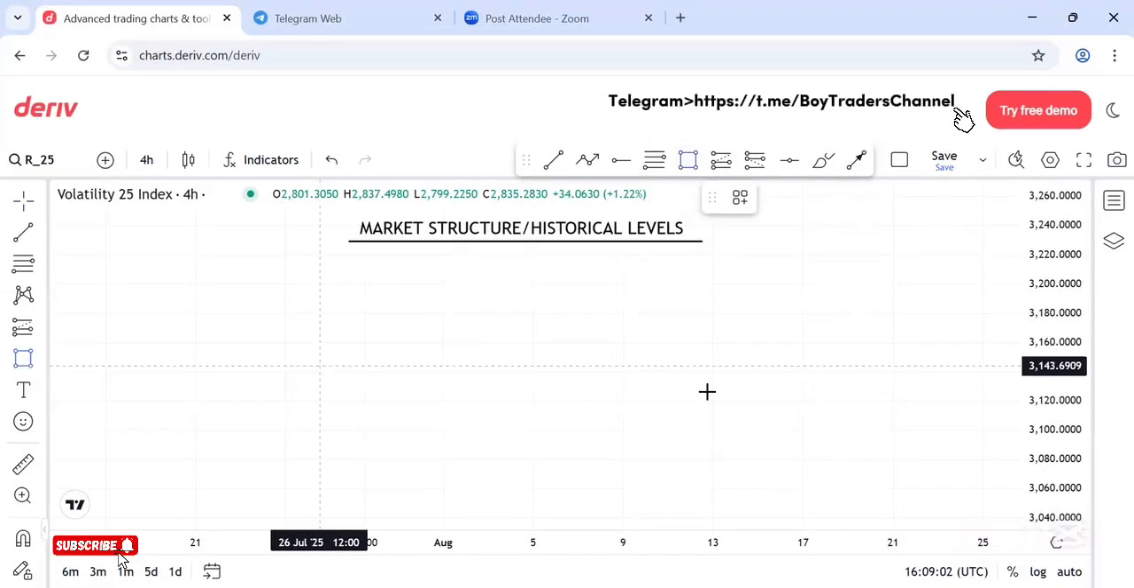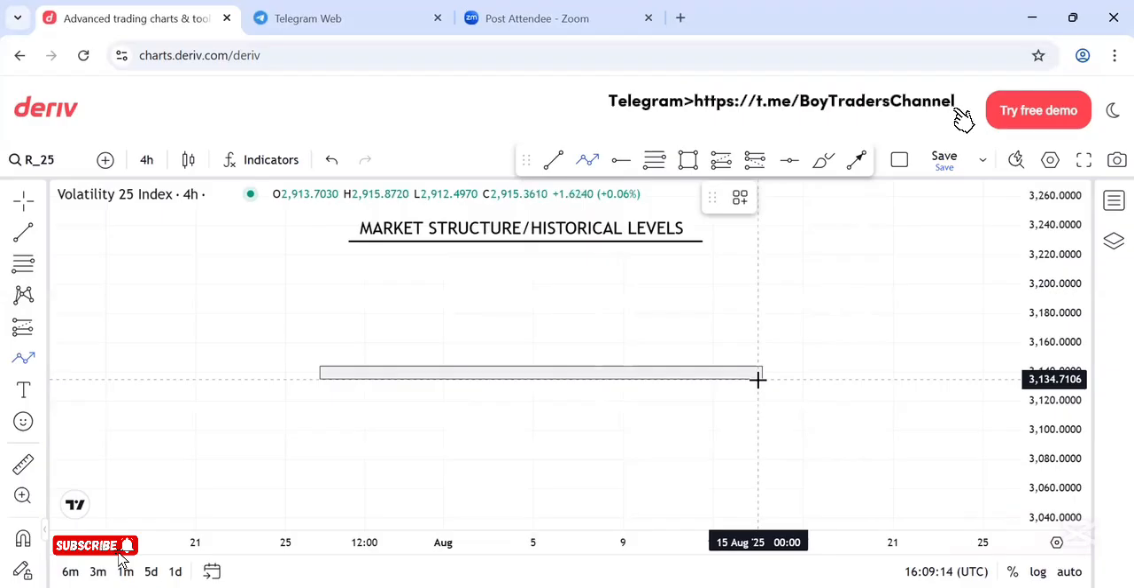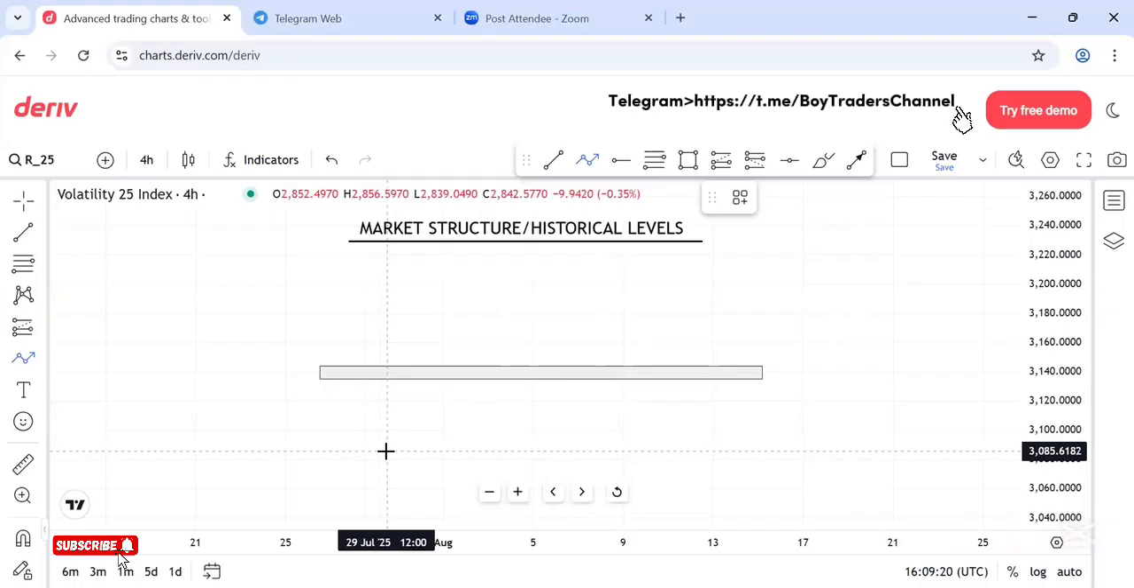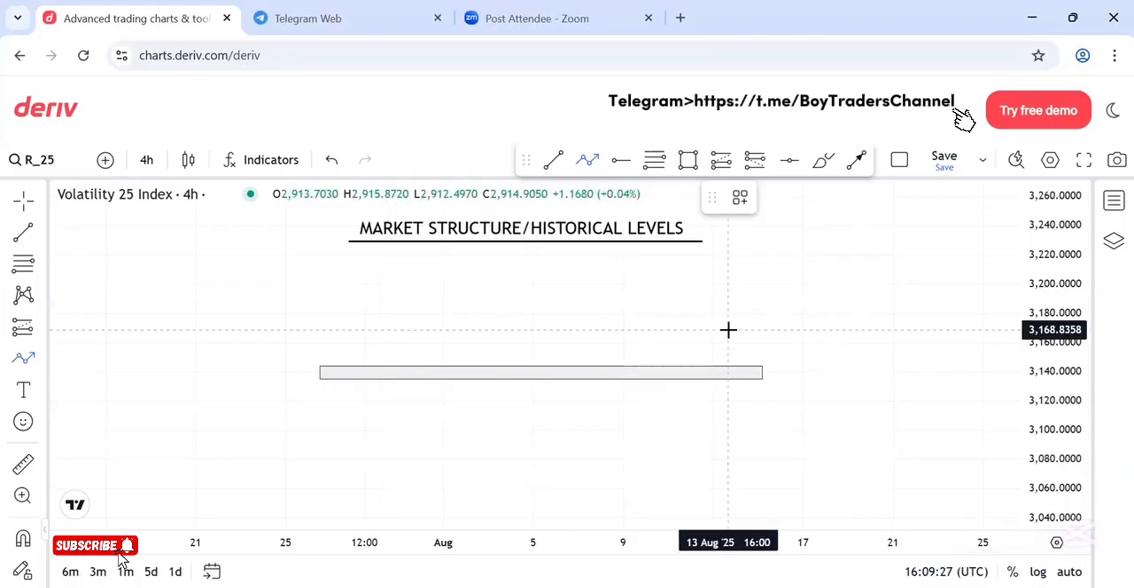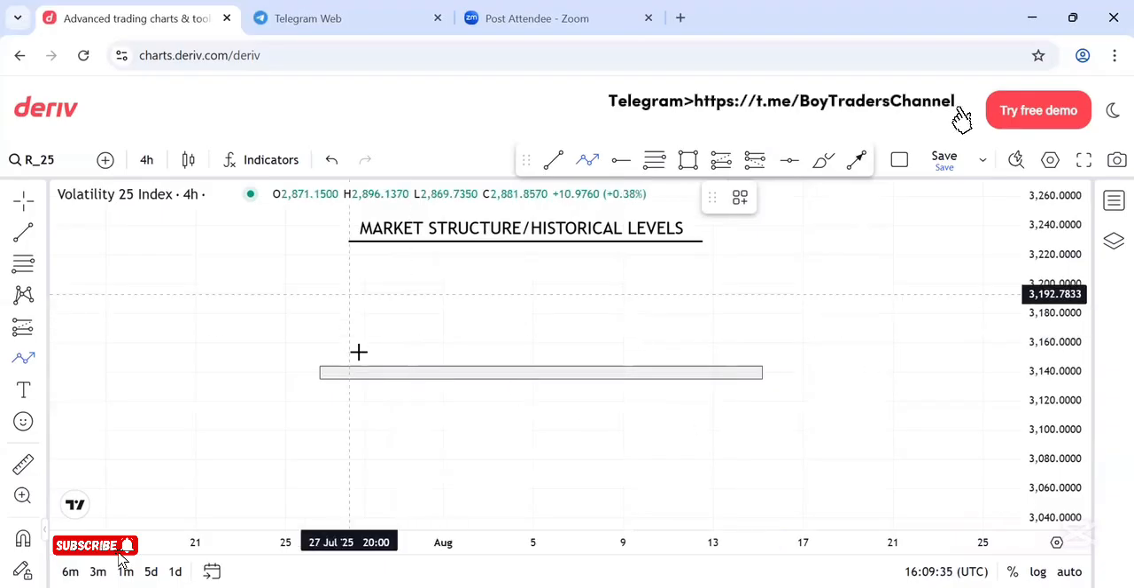Let's talk about historical levels. It plays a very big part when it comes to reaction zones in the market. There are levels that price has previously reacted on. These levels can be a level of support, it can be a level of resistance, it can be a key level. For an example, we have this level identified to be a historical level where price has previously reacted to.